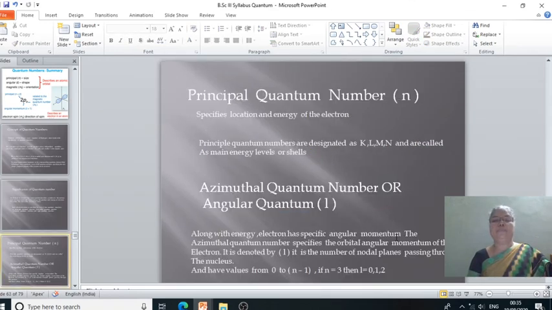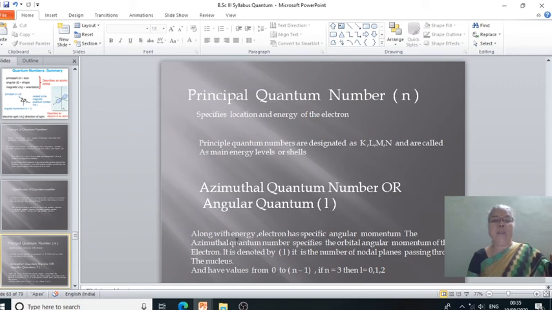Then here principal quantum number denoted by small letter n, and it specifies location and energy of the electron, and it also indicates the main energy levels denoted by K, L, M, N and so on. Then the next quantum number, azimuthal quantum number or angular quantum number denoted by letter small l.